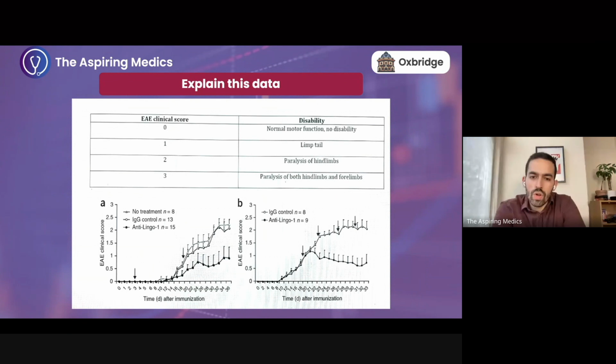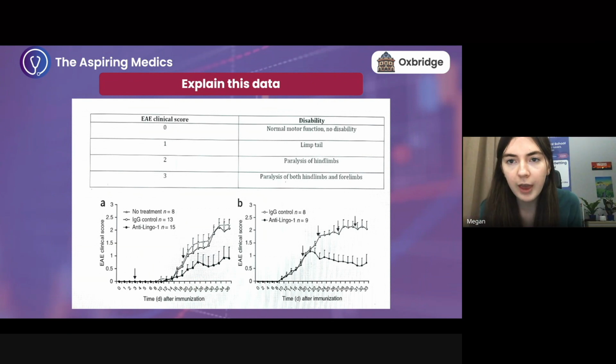Yeah, so if we have a look at the graphs, you've clearly illustrated what the table means. So as we say, an EAE clinical score of 3 is the most severe form, where we've got paralysis of both hind limbs and forelimbs. So basically, the lower the EAE score, the better the outcomes are, okay? Now, could you just walk me through graph A, please?